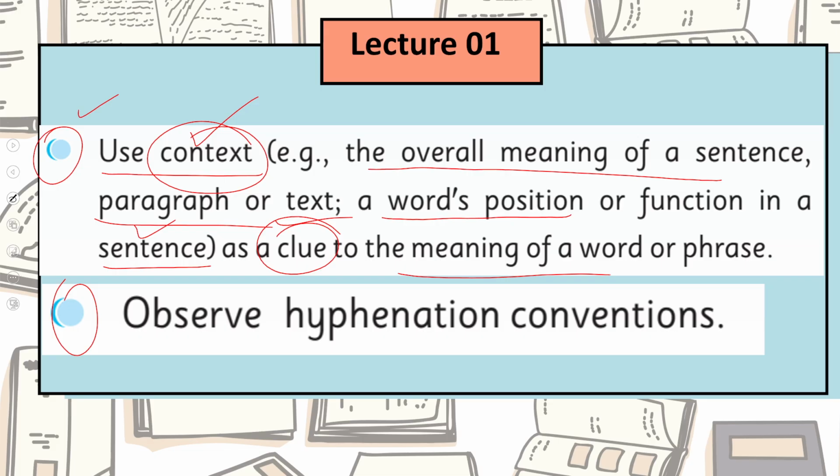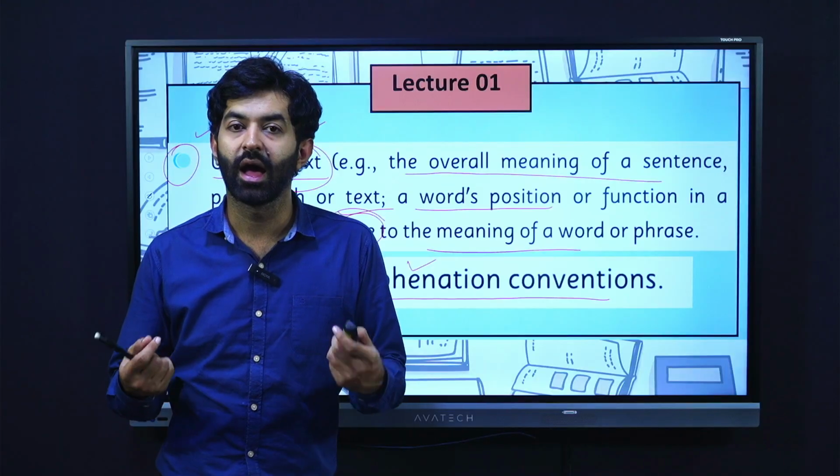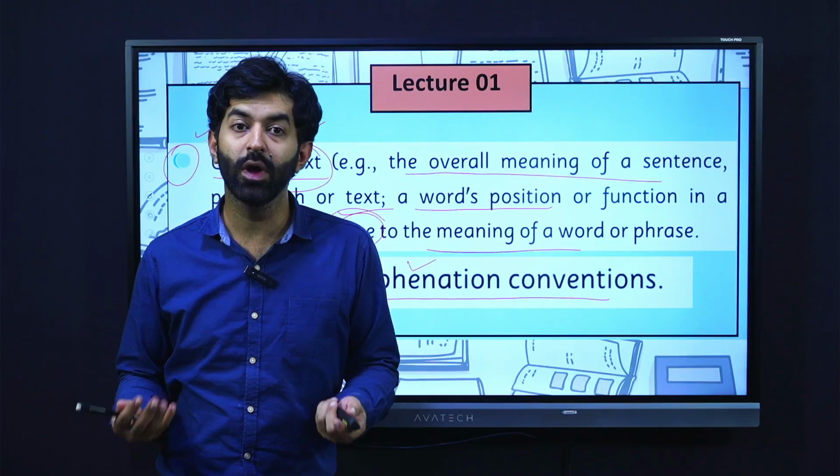And we are going to use all these and some other clues to find the meaning of a word or phrase. The second SLO that we will cover in the same lecture is about observing the hyphenation conventions. It means what are the rules that we need to follow for hyphens. Now, a hyphen is not simply a dash. We need to understand where we can use it for line breaks, and for combining two words like compound words, compound nouns, or adjectives. So we will see about that, and we will practice our hyphens with activities.